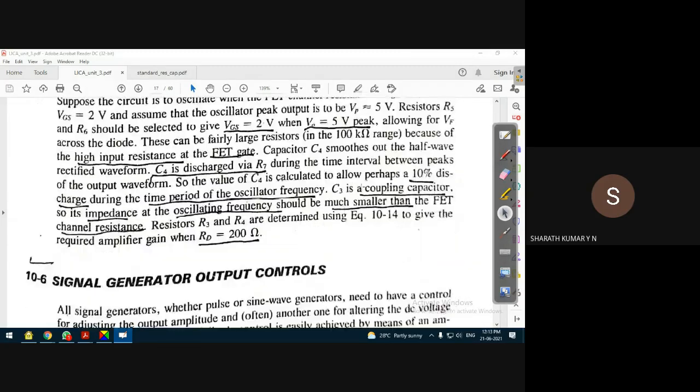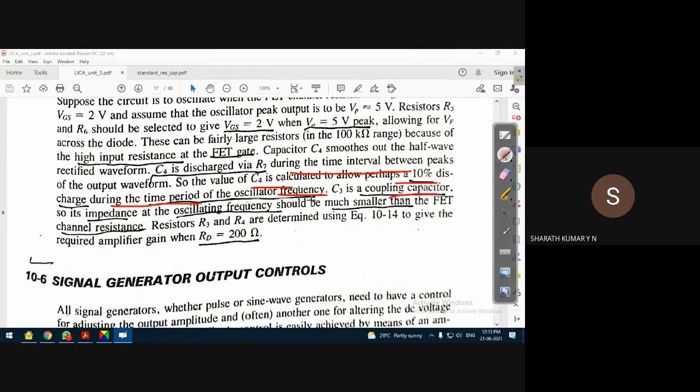So that is explained here. Within a minute I'll close. The value of C4 is calculated to allow 10% discharge during 10% of the time period of the oscillatory circuit.